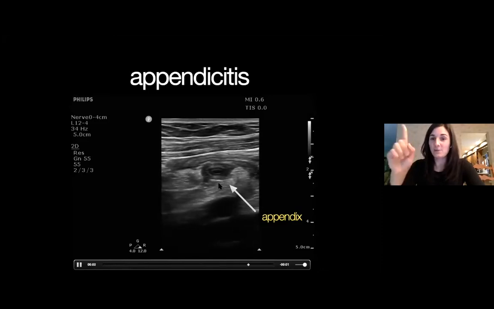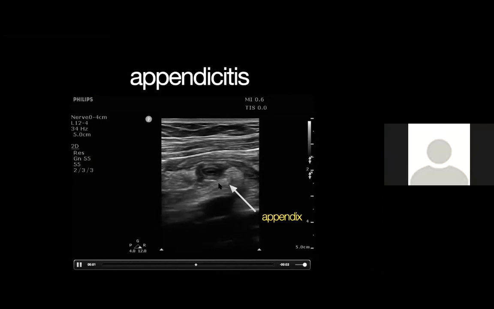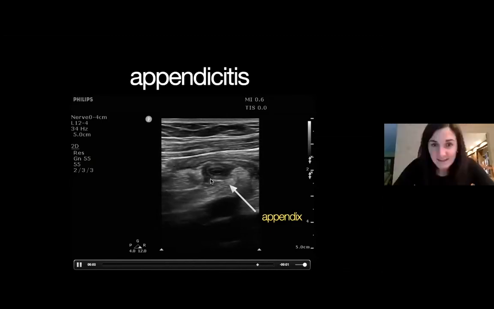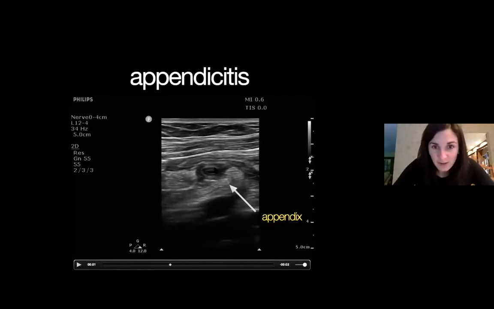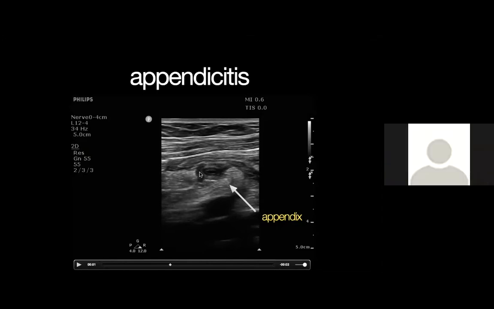So here, I was just going to ask, can you point out with your mouse where you would measure from on the specific image? Yes, so let me just freeze it. Good, so I'm going to measure from here all the way down to here. Okay, thanks. Or like from here to here.